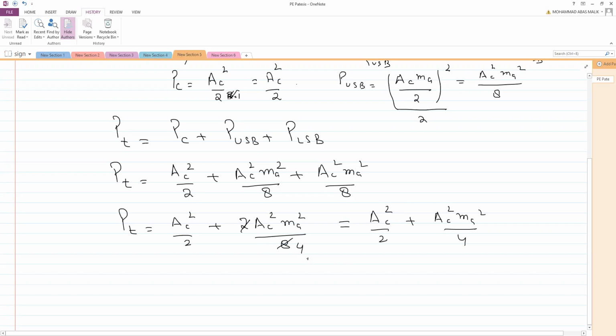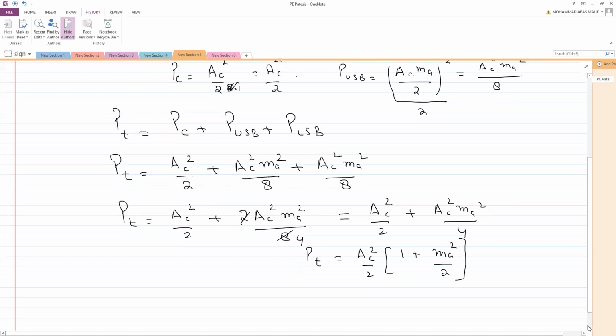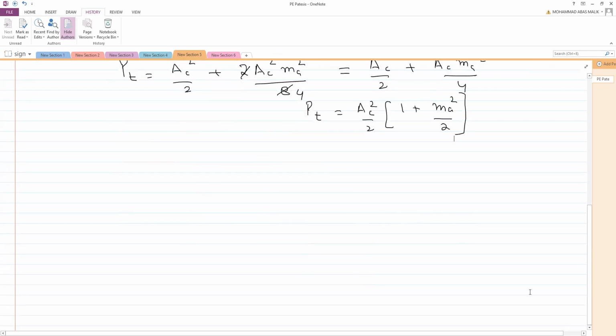Now, in this case, you take the value of AC square by 2 common, you will get 1 plus MA square divided by 2. This is your final value of the power equation, the standard power value in case of AM. So you will say that PT is equal to AC square by 2 times (1 plus MA square by 2).